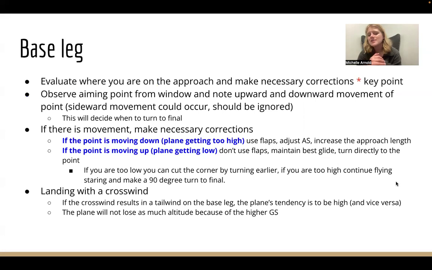All right, so when you're on your base leg, this is another key point where you're going to want to evaluate the approach and make necessary corrections. So you want to look out your window. This is easier when you're on a left traffic pattern, but you can also do it if you're on a right traffic pattern. You want to look at your aiming point that you chose when you were on the downwind leg, and you want to note any upward or downward movement of the point. It might move side to side, and that's normal. You can just ignore this. But if there is movement, you want to make the necessary corrections.